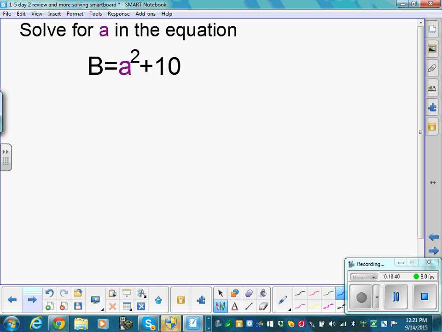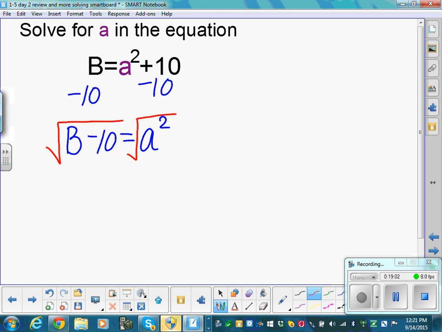Okay, solving for a in the equation. So piece by piece, we've got to do this correctly. We're trying to solve for a, that purple a there. So the first thing I'm going to do is subtract 10 from both sides of the equation. So over here on the left, we can't combine b's and numbers. So b minus 10 is what we have, which is equal to a squared. Now to get a completely alone, that's a squared, not a. We've got to take the square root of both sides. So then over here on the left, I have the square root of b minus 10. And then over here on the right, my root cancels out with my power, leaving me with a.